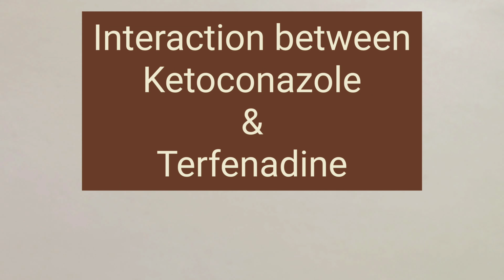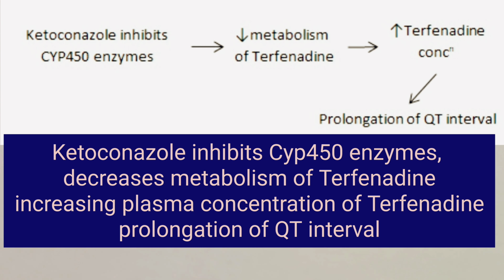Next is enzyme inhibition. Examples are the interaction between ketoconazole and terfenadine. Ketoconazole inhibits cytochrome P450 enzymes which metabolize terfenadine. Due to inhibition of the enzymes, the terfenadine concentration increases and this leads to prolongation of the QT interval.